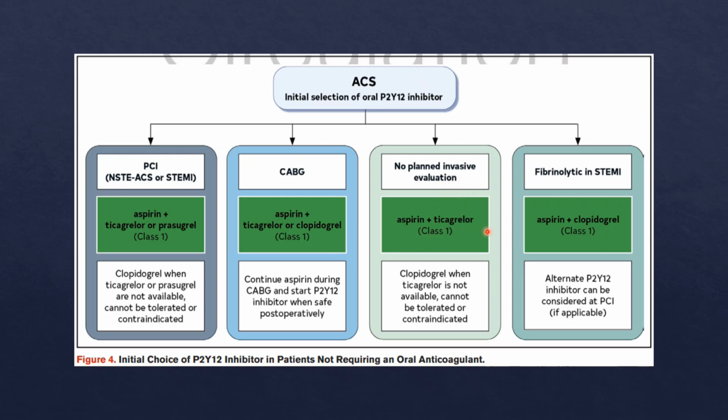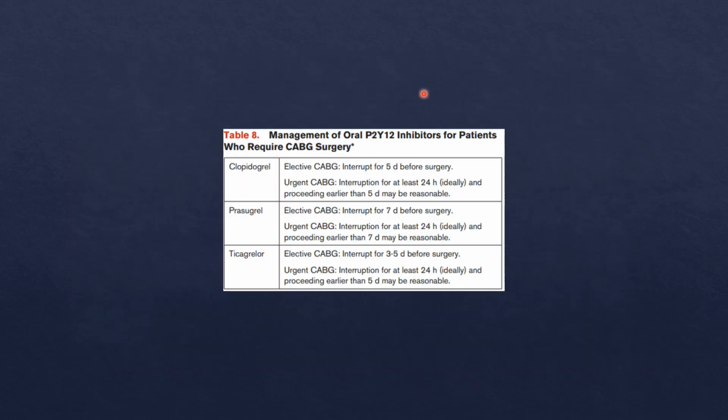This table tells us about the duration of the antiplatelets for patients who require CABG and when to stop them. For elective CABG, clopidogrel must be stopped 5 days before surgery, and for urgent CABG, interruption for at least 24 hours is ideal. For prasugrel, in case of elective CABG, 7 days interruption is a must, and in emergency cases, at least 24 hours is again ideal. And same for ticagrelor, that for elective CABG, interruption for 3 to 5 days before surgery is recommended, and in urgent cases, interruption of at least 24 hours is ideal, and proceeding earlier than 5 days may be reasonable.